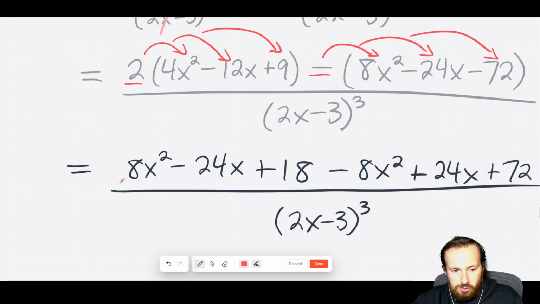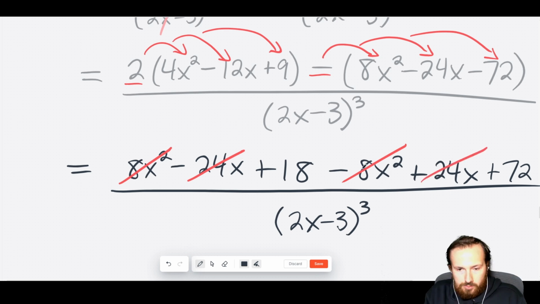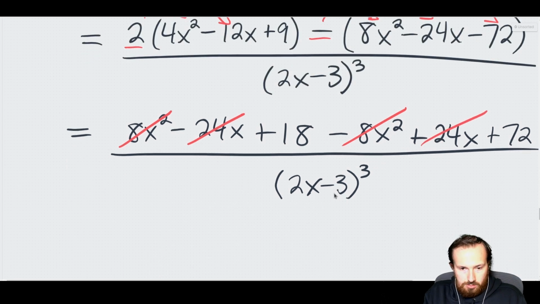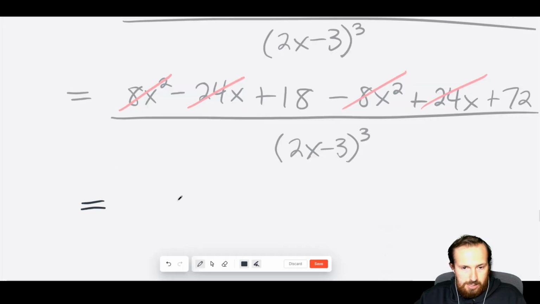And then here's the good news. The 8x squared terms cancel, and the 24x terms cancel. So we're left with basically 18 plus 72. Hopefully it makes sense that is just going to be 90.